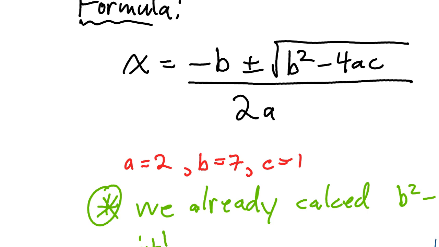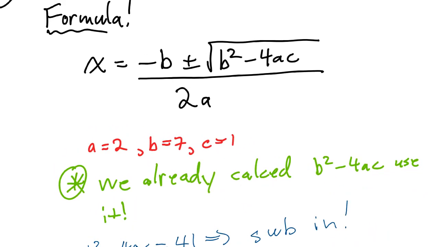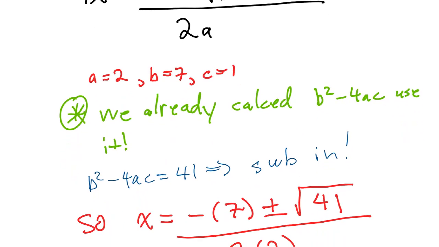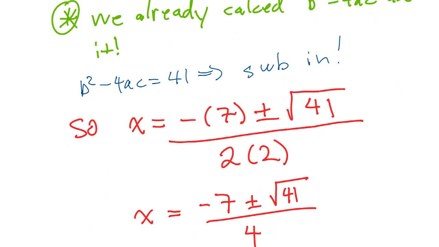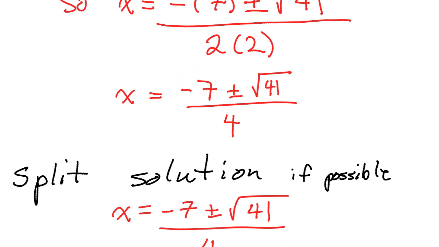Now, we already know what b squared minus 4ac is. So what I want you to do is use it in the equation because we've done the calculations properly. So now, we plug that in and say b squared minus 4ac is equal to 41. We're going to sub that into our solution, and we have x equals negative 7 plus or minus the square root of 41, divided by 2 times 2. And simplify as much as we can on our next line.